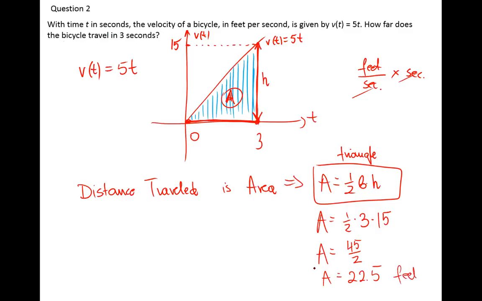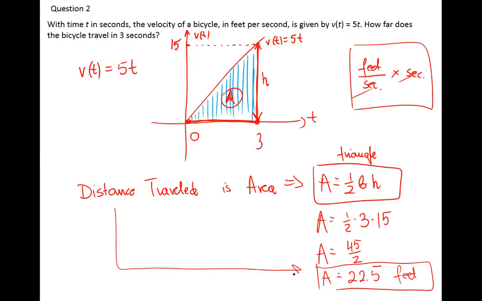That means distance, it's feet. We don't even have to think about canceling the units, because of course common sense tells us the distance is in feet. It's not seconds or minutes. Of course it's feet. Make sure that you know what I did. Just the area of this.